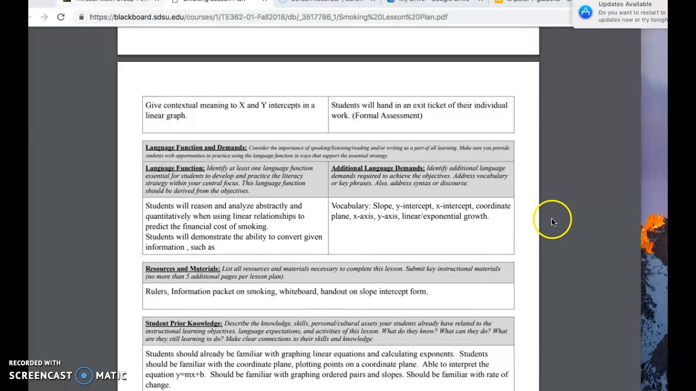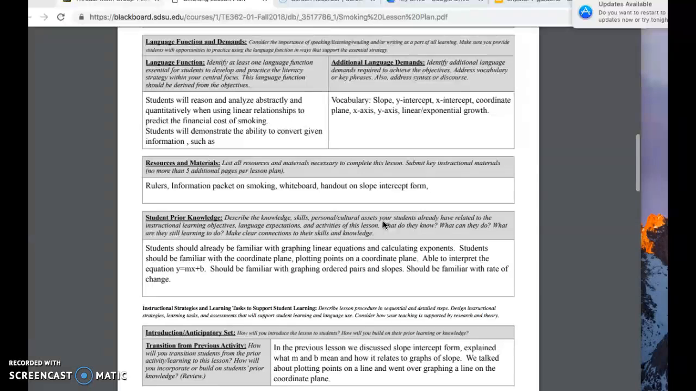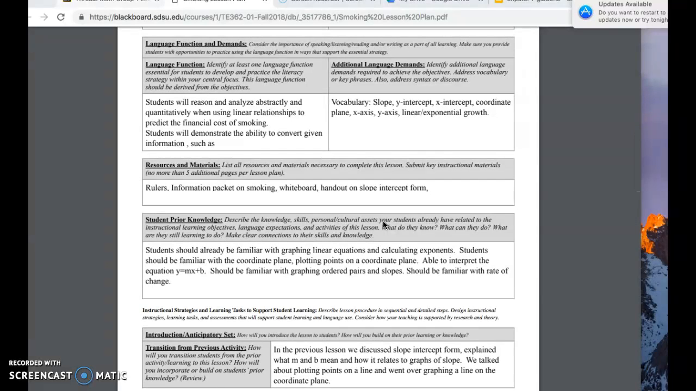And this is what they need to understand to be able to participate in this activity. They need to understand the slope, the y-intercept, the x-intercept, coordinate planes, x-y axis, etc. For this, they're going to need the packet that we give them. They're going to need whiteboards, a handout on slope-intercept form, and rulers to plot their graph.